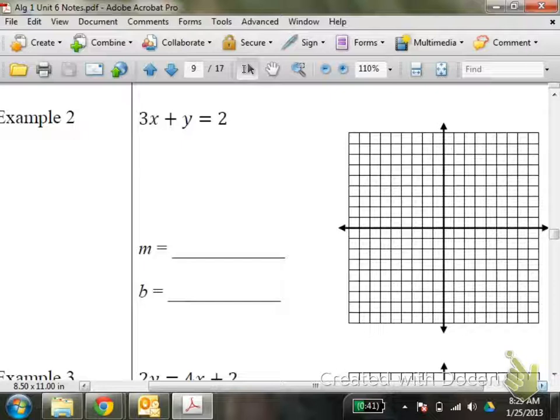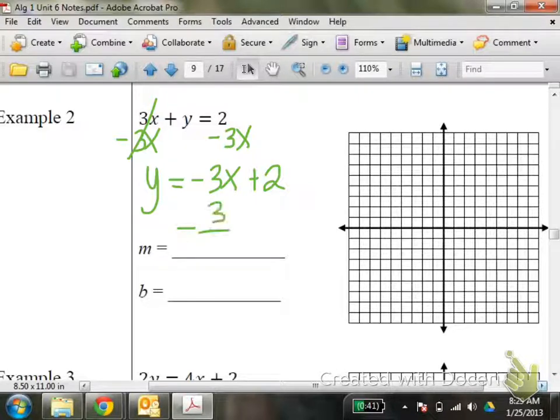So what should I do? Subtract the 3x. Which one do we want in front, the 2 or the negative 3x? Negative 3x. Good. So this is going to be y equals negative 3x plus 2. What is my slope? M. Negative 3. Or negative 3 over 1. Remember, slope is rise over run. So we like to put it as a fraction. What's the y-intercept, the b?